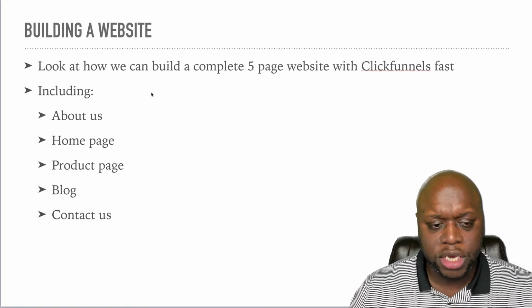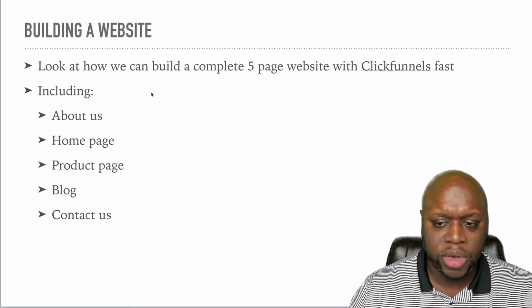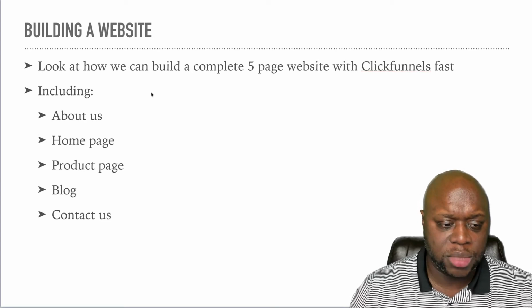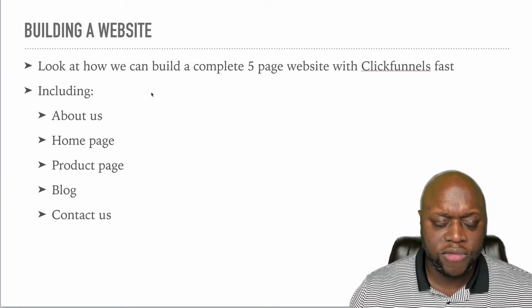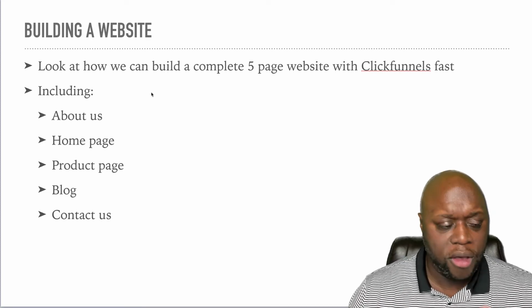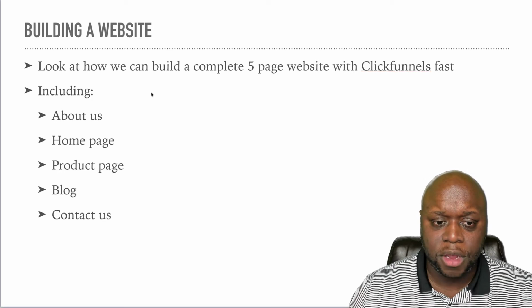So what we're going to do in this section is build a simple 5-page website using ClickFunnels. We're going to build an About Us, a home page, a product page, a blog, and a Contact Us page. All right, so each one of these is going to have its own unique video. If you are only interested in one or the other, feel free to jump ahead or go with me step by step.